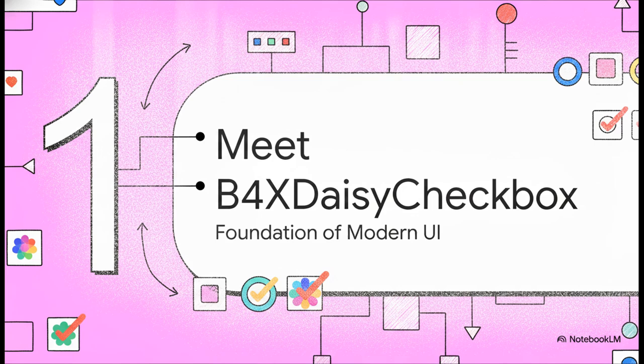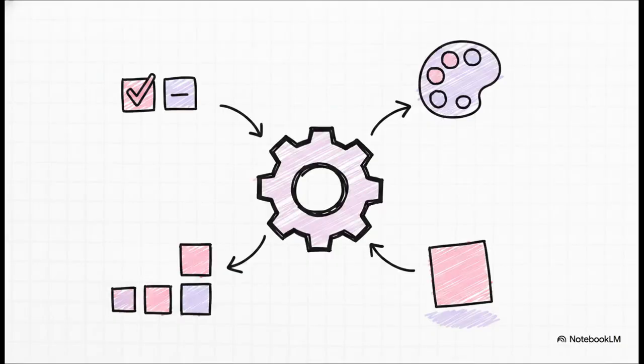Section 1. Meet the B4X DaisyCheckbox, the foundation of modern UI. I really want you to completely rethink what a checkbox can do, because this is far more than just a simple true or false toggle. When you drop this component right into your visual designer, you get instant access to an absolutely massive list of properties. We're talking checked and indeterminate states, label positioning, 9 distinct color variants, 5 size options, built-in shadow elevation, and even custom color overrides, the whole shebang. You get all this complete control without having to write hundreds of lines of tedious boilerplate code. It's a real game changer.